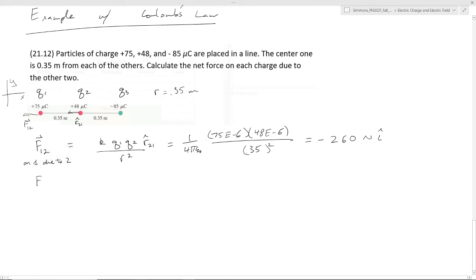What else? Let's look at now the net force on 1. So that's going to be the force on 1 due to 2 that we already calculated, as well as adding vectorially to that the force on 1 due to 3.